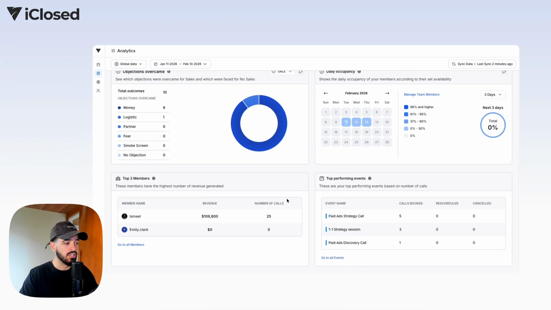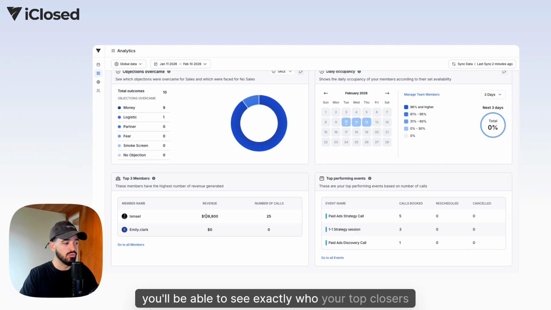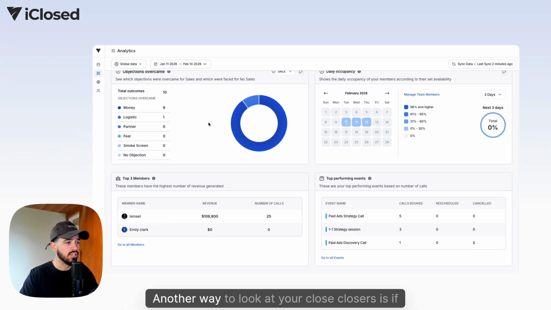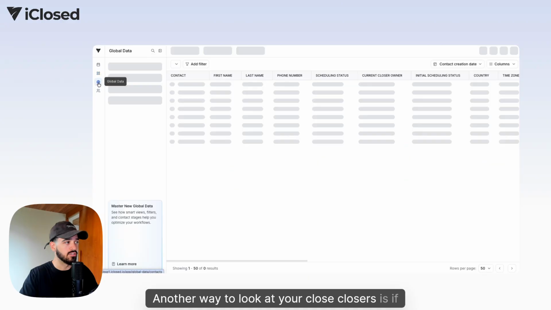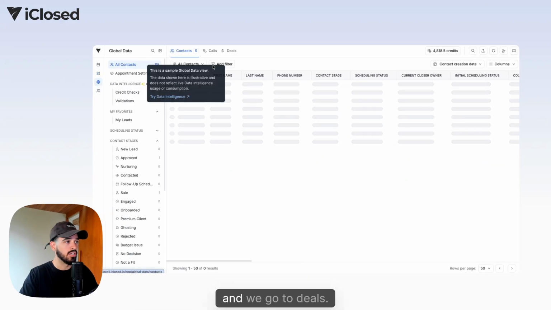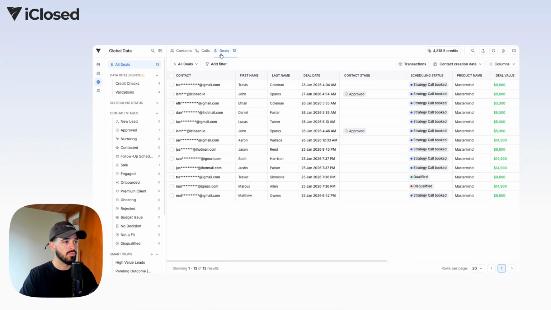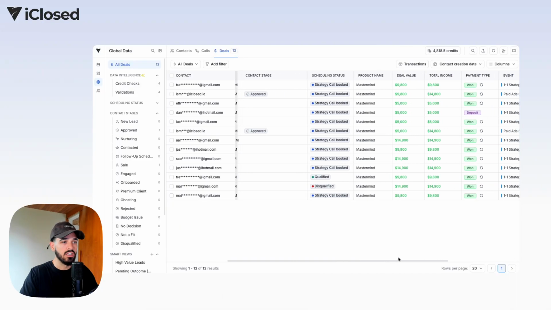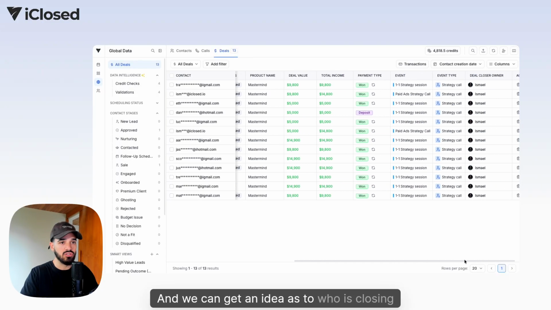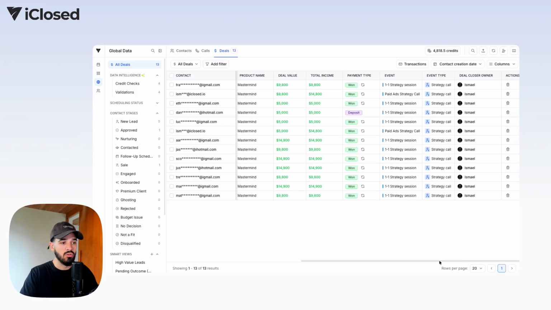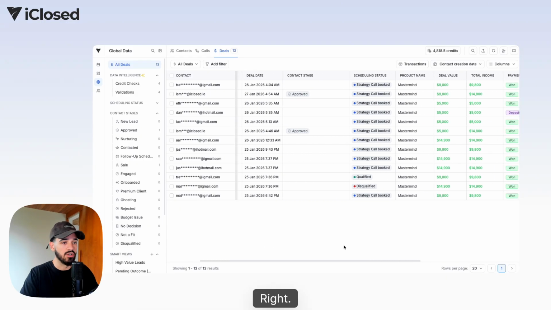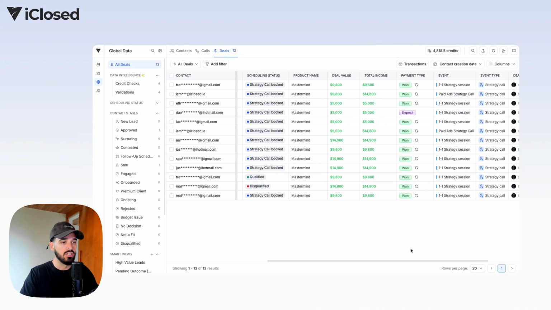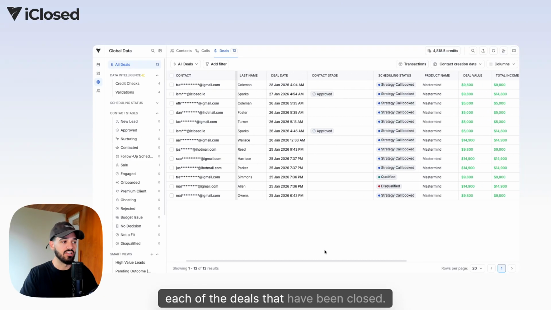If you scroll down, you'll be able to see exactly who your top closers are, right? Another way to look at your closers is if you go to the global data and we go to deals, we can simply view all of the sales here, okay? And we can get an idea as to who is closing what leads, right? So this will give you a more granular view as to each of the deals that have been closed.